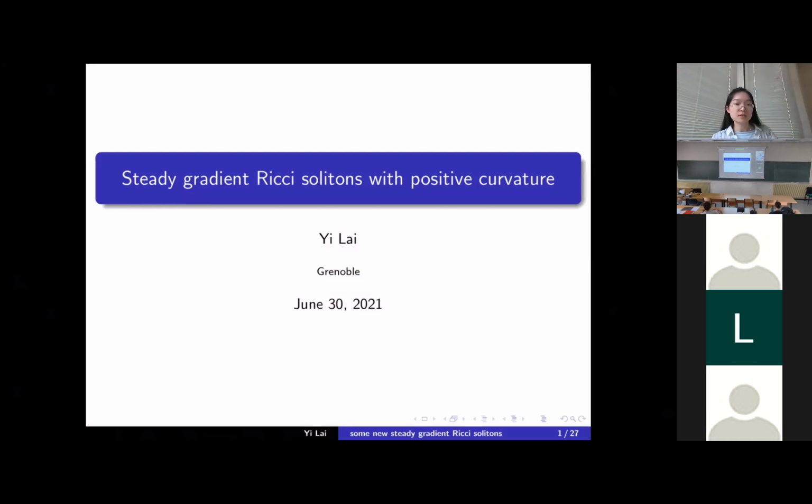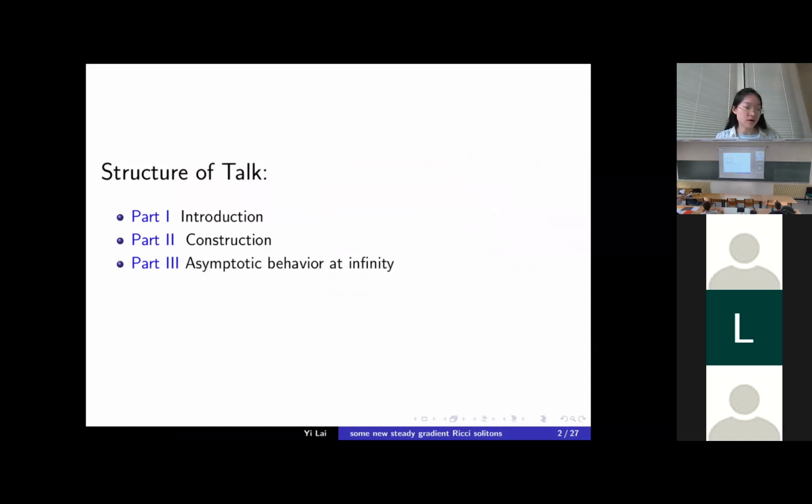Today I'm going to talk about some new examples of steady gradient Ricci solitons with positive curvature. These solitons in dimension 3 are known as the flying wings, as called by Hamilton. Here's the structure of this talk. First I will introduce some previously known examples of steady gradient Ricci solitons, and then we'll state the main results. We also want to compare our discoveries with those that we know in mean curvature flow.